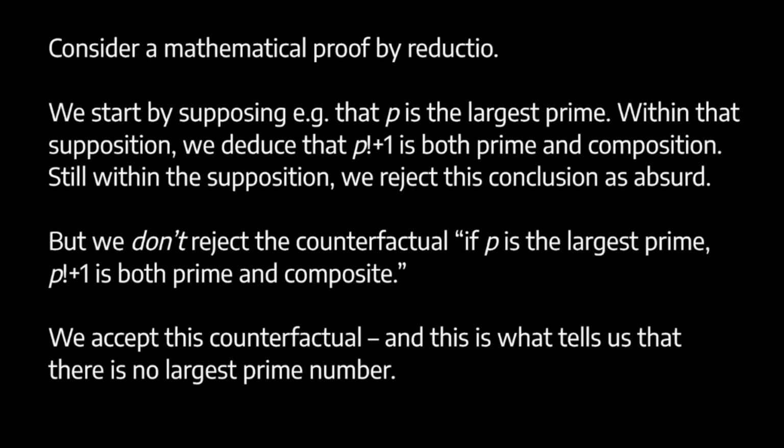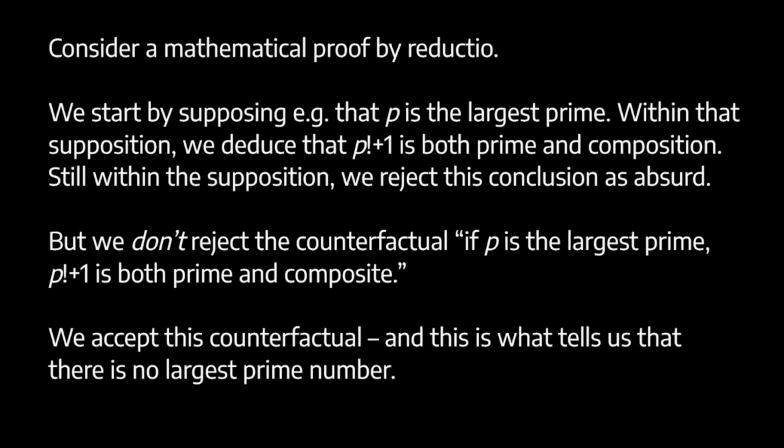So consider, for instance, a mathematical proof by reductio. Let's say, for instance, we take the proof that there is no largest prime number. So we start by supposing that there is a largest prime number. We start by supposing that P is the largest prime number. And then within that supposition, we can deduce a contradiction. So if you take the product of all prime numbers that are smaller than or equal to P, plus 1, we can deduce within the supposition that P is the largest prime number that this number is both prime and composite. Now, still supposing that P is the largest prime number, we of course reject this as absurd. A number cannot be both prime and composite.